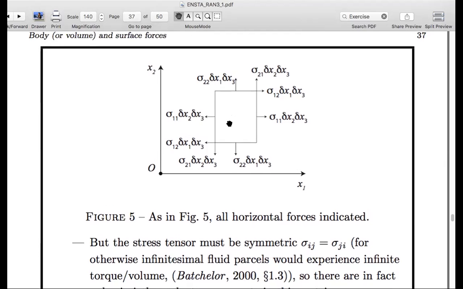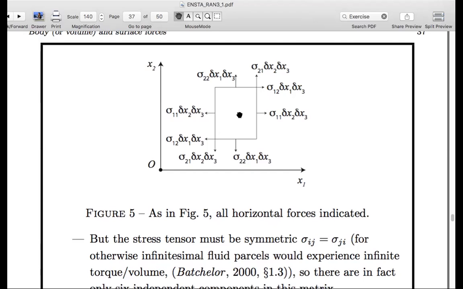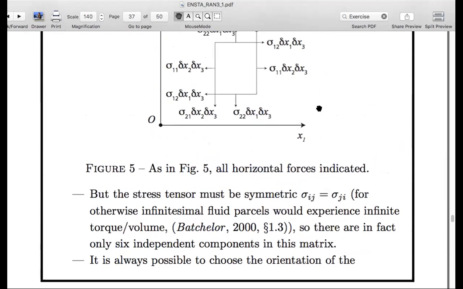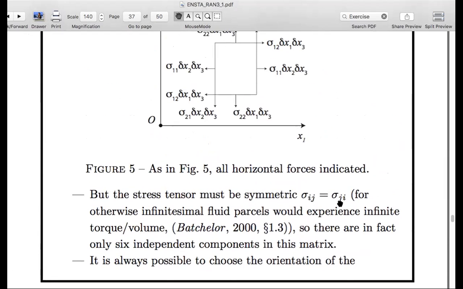And I don't think I've actually done this before, but I think you can convince yourself that there would be an infinite torque. Actually, what would go to infinity would be the torque divided by the moment of inertia. Maybe it's a bit complicated, and I'll think about that some more for Thursday, but I think the net result would be that if this thing weren't symmetric, so if this sigma 1, 2 was not equal to sigma 2, 1, then this fluid parcel would accelerate in a rotation. It would rotate infinitely quickly. That doesn't happen, and the reason it doesn't happen is that sigma ij must be equal to sigma ji.